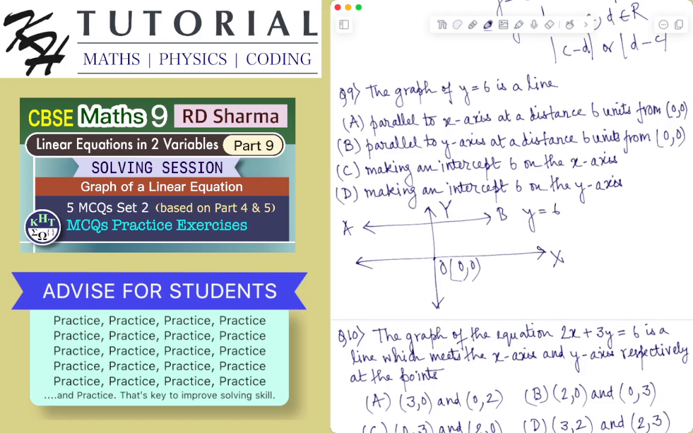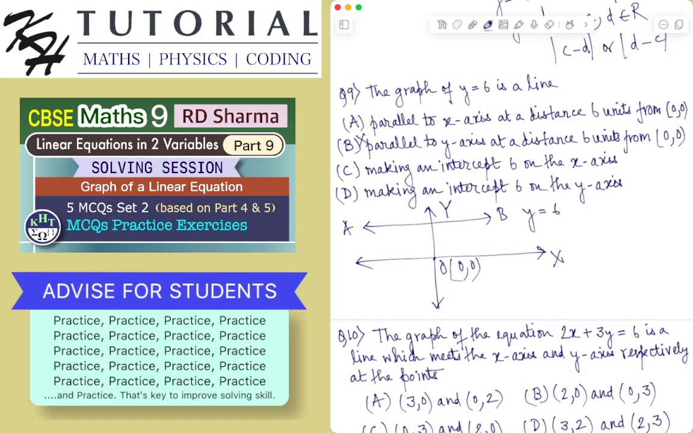Choice B, parallel to the y-axis at a distance 6 units from O. Parallel to the y-axis? No. Choice B is wrong, because y equals 6 is always a line parallel to the x-axis. Choice B is false. Next, the graph of y equals 6 is a line making an intercept 6 on the x-axis.